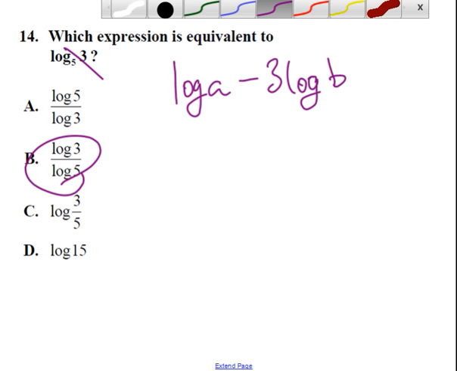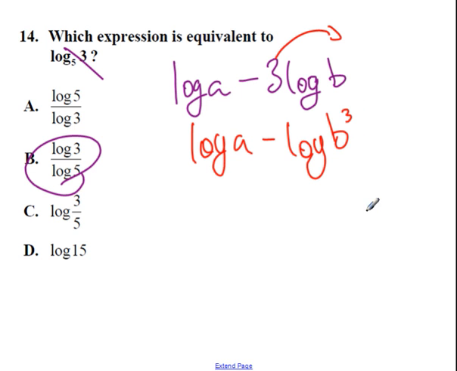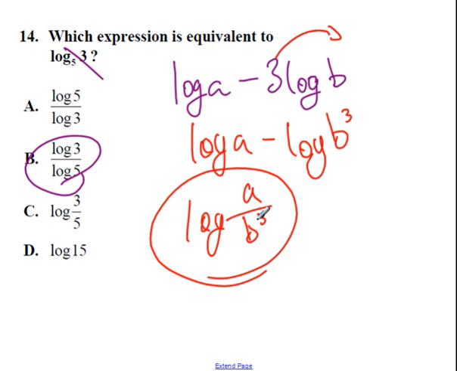So what we're going to do in order to condense this is to bring that 3 up and make an exponent out of it. So you got log A minus log B cubed. And then the minus sign means fraction, so it would be log of A over B cubed. And that would be your simplified answer. So the real one is a little more like that. But I think we can handle that. It's going to be nice and easy.